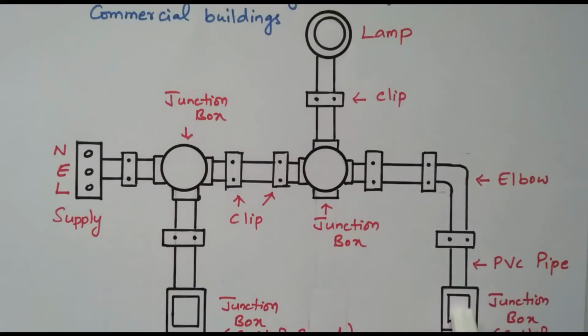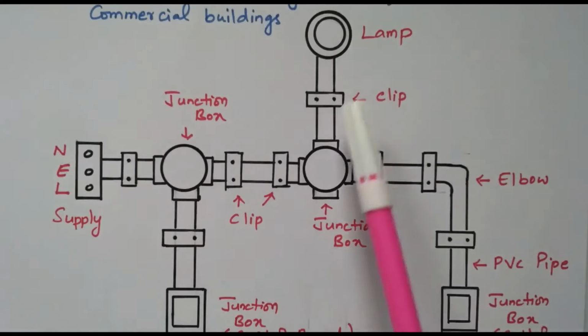Similarly we are using one switch here. Wherever we need a junction, there we can use the junction box so that we can divert. So in this diagram, on the supply line there is one junction box in order to divert to the switchboard, another junction box in order to divert to the lamp, then one elbow through which another switchboard is available. So we can control this lamp by using these switches.